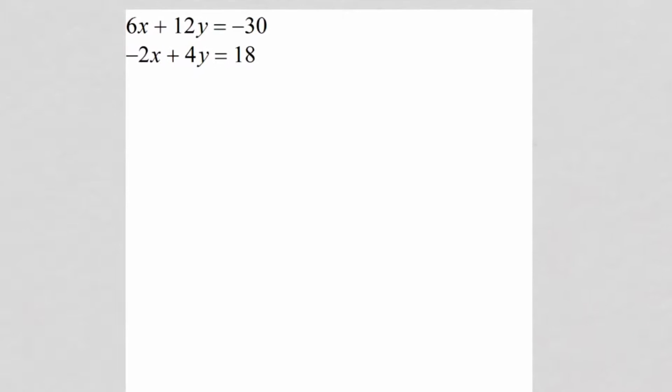Same thing. I start by finding out which one's going to be the easiest to get to be the same. My x terms, I look to the smaller coefficient. It's a 2. Can I multiply 2 by anything that will give me 6? I can. I can multiply it by 3, which means my top equation stays the way it is. I'm not doing anything with it.